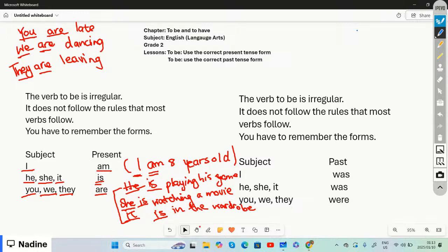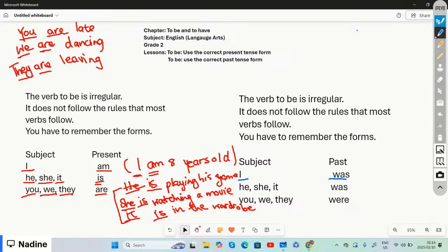I. And then we can say, in the past, I was. Because we're referring to one person. If you're referring to one person, which is either I or he, she, or it, then we say was. So I was eating my porridge. I was in the washroom.